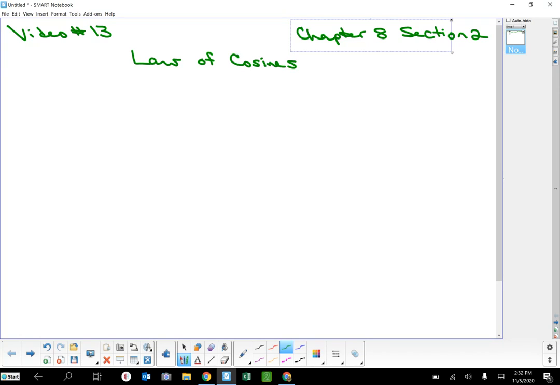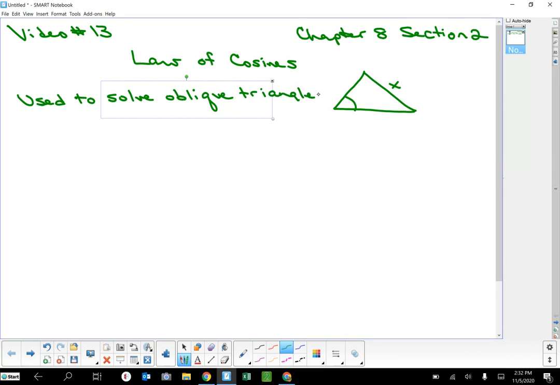So the last video was about the law of sines, which was about solving oblique triangles. But that only worked if you had, let's say you had a triangle, an angle and its opposite side and any other angle or side. Well, the law of cosines is used to solve oblique triangles also. And it's used for two specific cases.